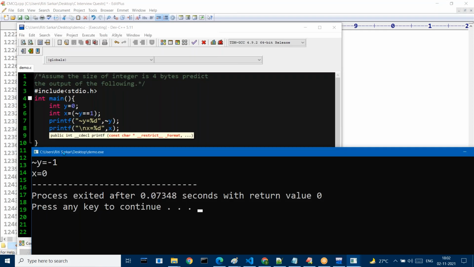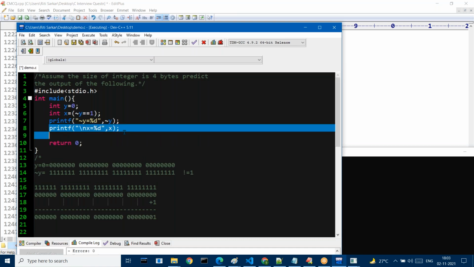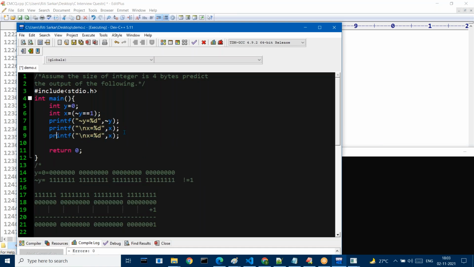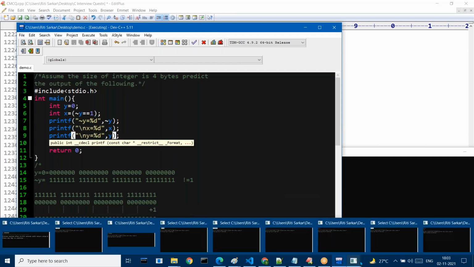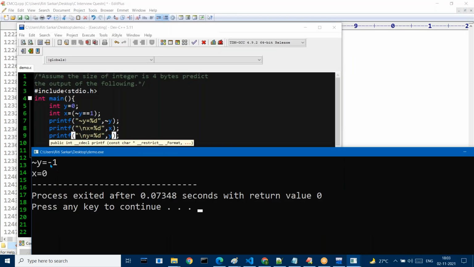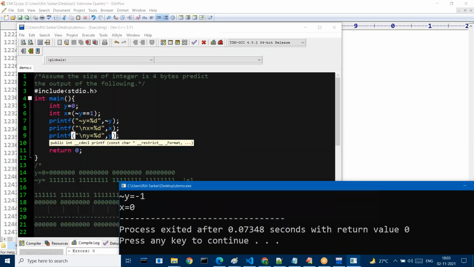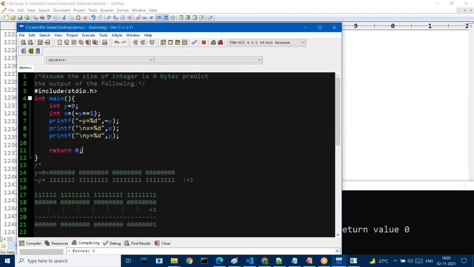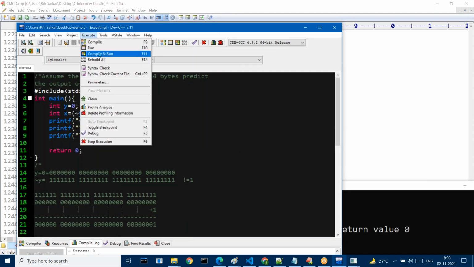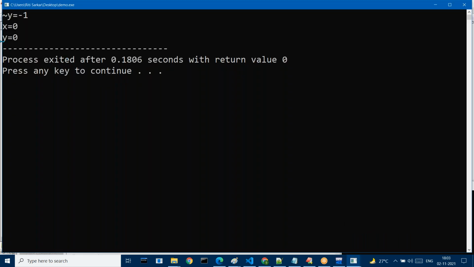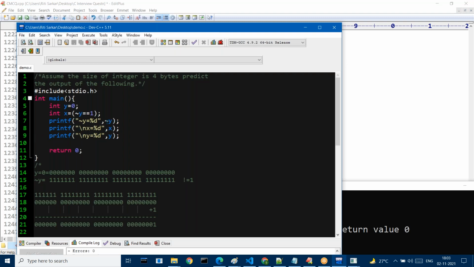Okay, now suppose anyone is asking you in this code, after this I'm printing the y value, what will be the answer? Respond. What is the answer of y value, sir? Good, 0. Because after complementing y, I have never reassigned that value to y. So that's why the y value is never changed. Y value is still 0.